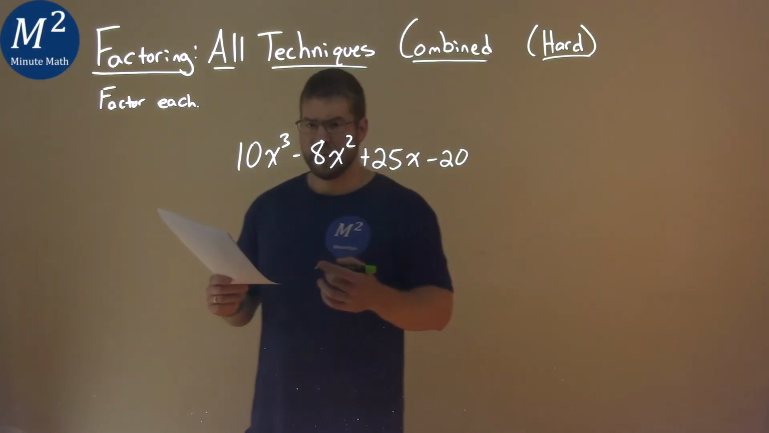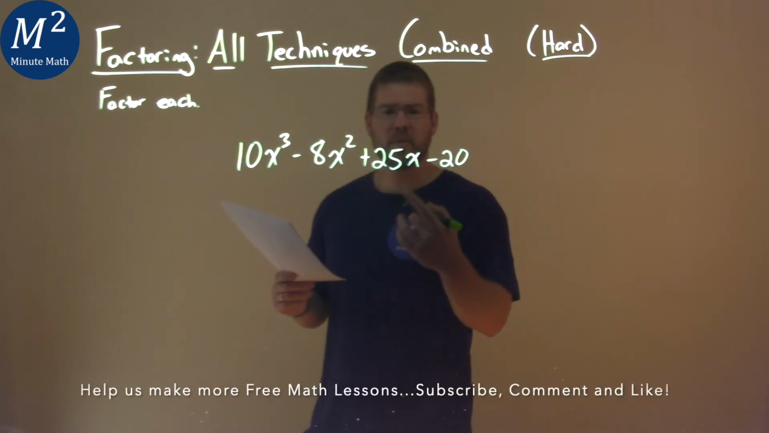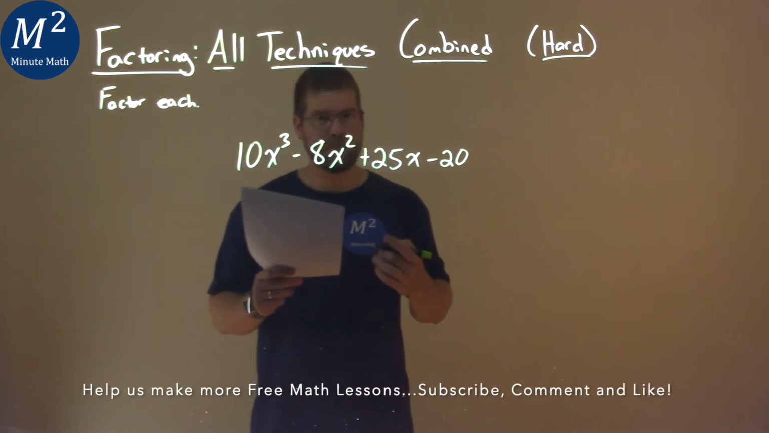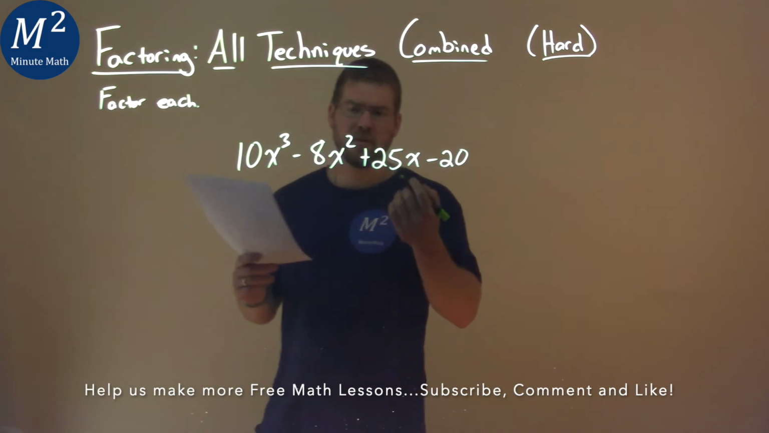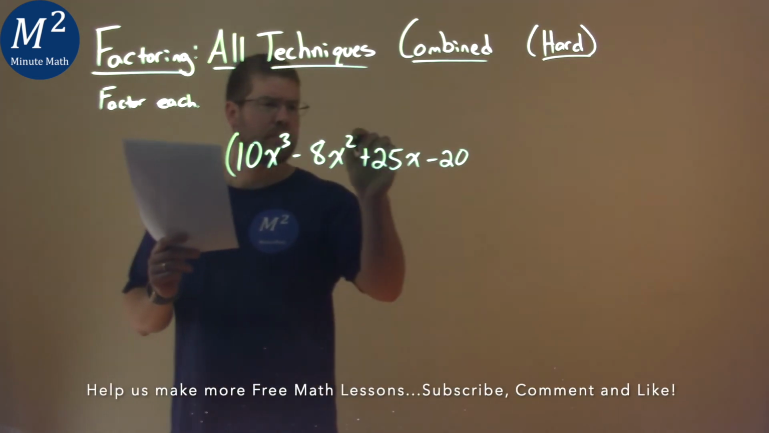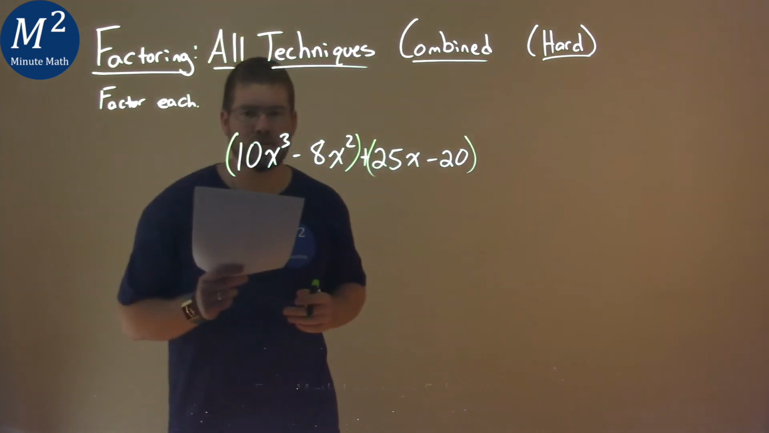We're given this problem right here: 10x to the third minus 8x squared plus 25x minus 20. And we got to factor this. First thing I'm going to do is, well, group this. 2 groups like this, first 2 terms and second 2 terms.